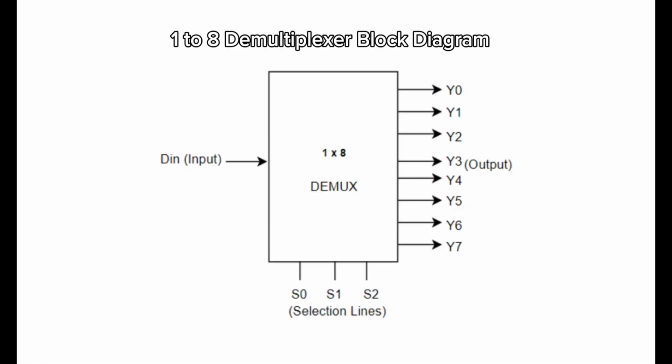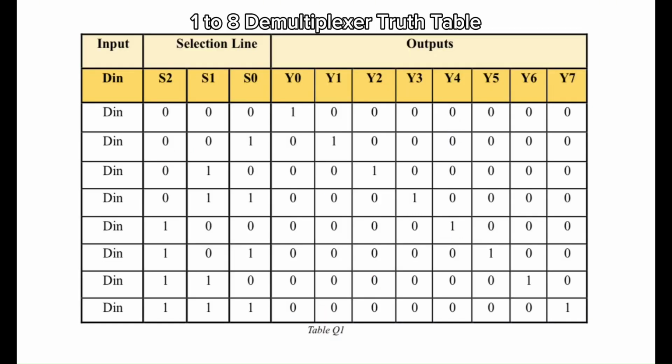For the first question, our group needs to design a 1 to 8 demultiplexer. The diagram shows the 1 to 8 demultiplexer block diagram, which has 1 input and 8 outputs with 3 selection lines. To design a combinational logic circuit, we need a truth table.